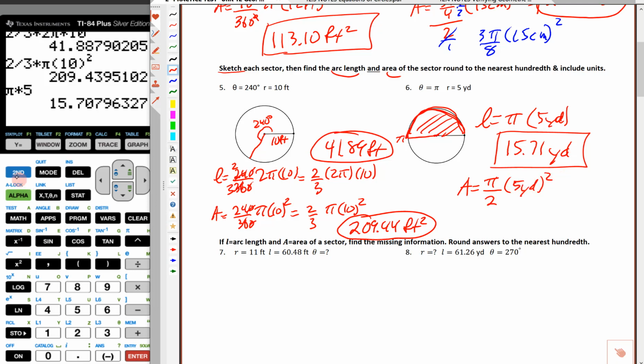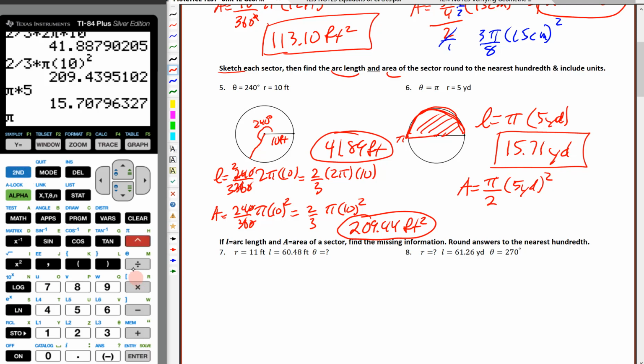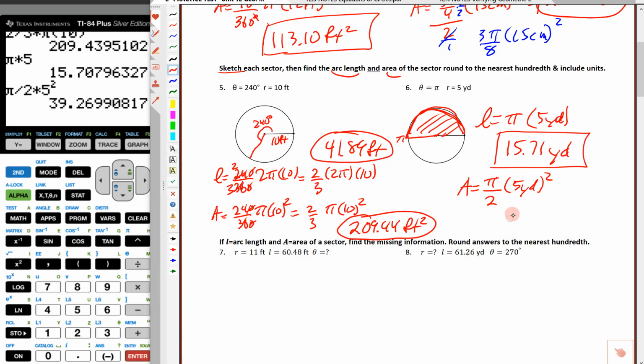So we'll throw that in the calculator. So we're going to do second pi, divide by 2, and then times that by 5 squared. Hit enter, and we get 39.279. So this is going to be 39.27, and that would be yards squared. Okay, so I'm going to put a box around that, and there's our answer there.